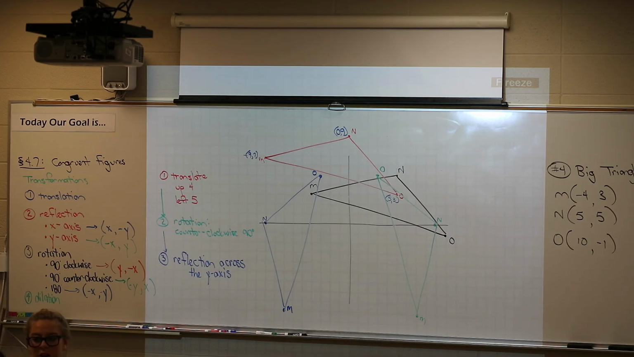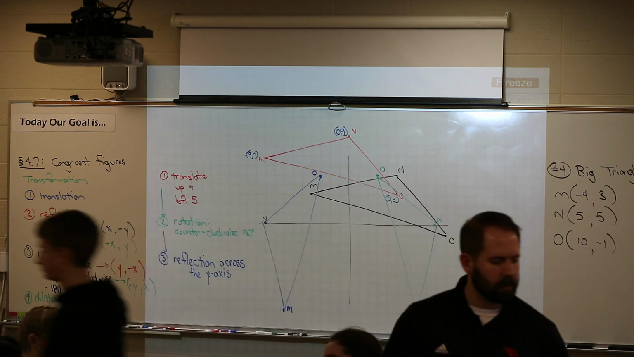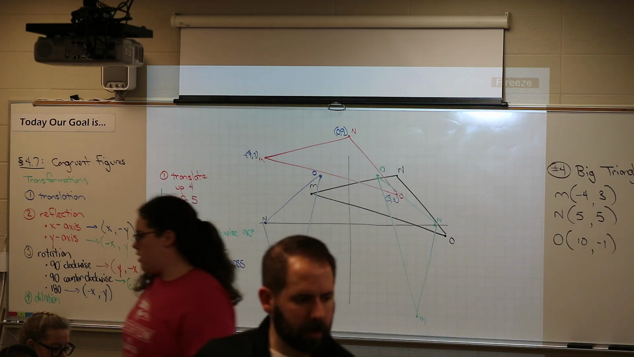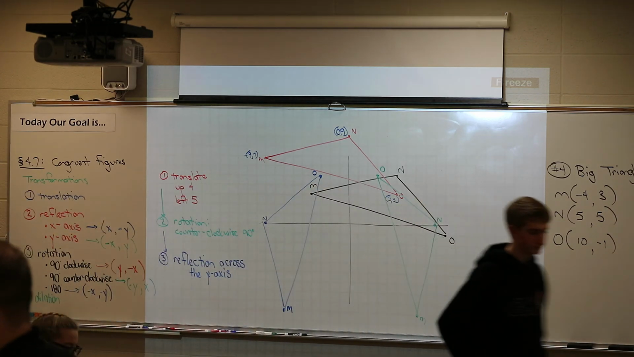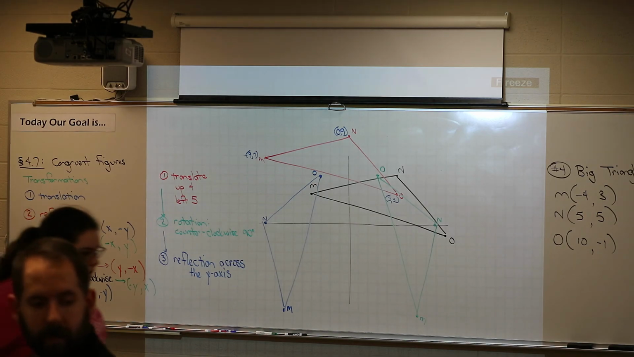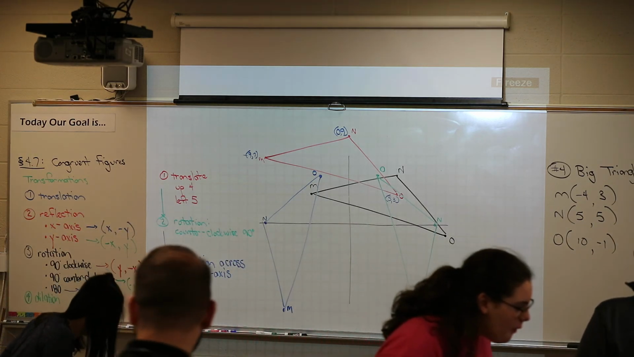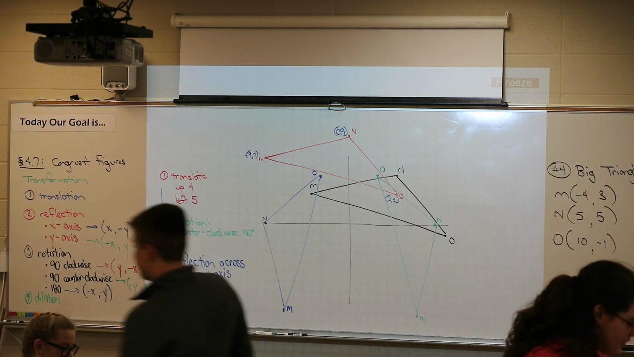I rotated that red one counterclockwise 90, that's the blue one. And how I did that so fast, I knew that all I had to do is switch the coordinates and make the first one negative. That's how you go counterclockwise. So this coordinate became negative 7, negative 9. That was M. N became negative 9, 0. And O was negative 3, 5. So boom, boom. Again, you just switch the coordinates, make the first one negative.